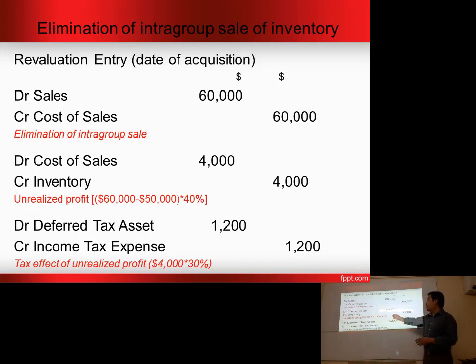And then if you are unrealizing a profit, it will affect the income, just like what I said in the sale of fixed asset. In this case, if you are unrealizing $4,000, it will reduce the income. So it will also reduce the income tax expense. So we credit income tax expense here, 1,200, which is 30% of the 4,000. The debit, of course, is deferred tax asset.